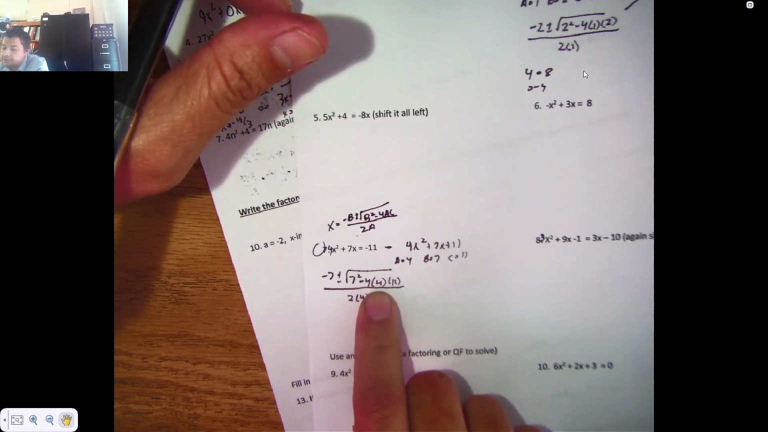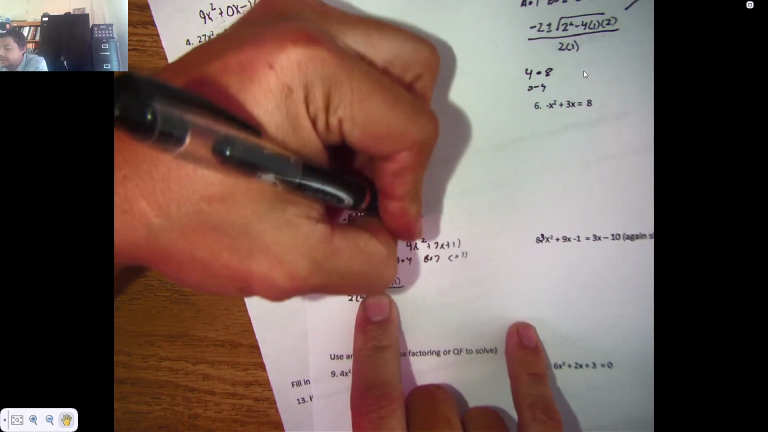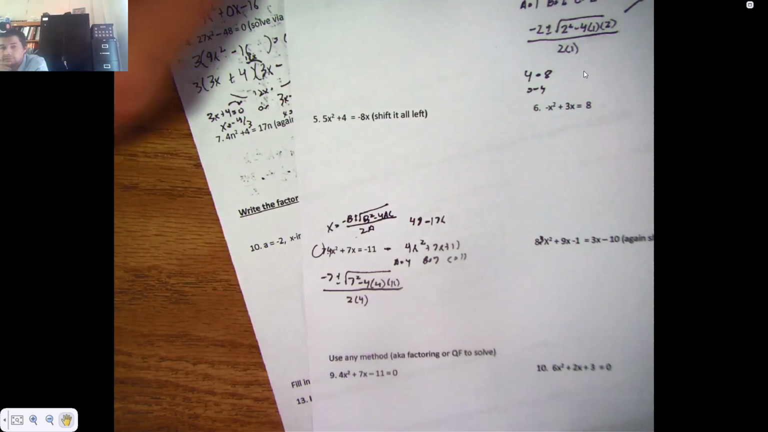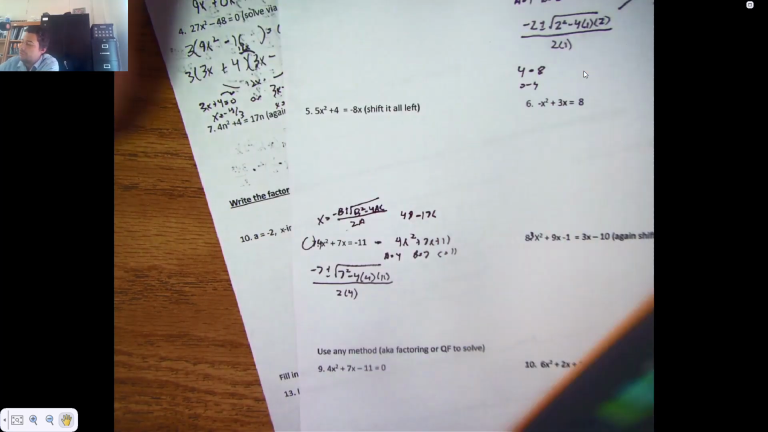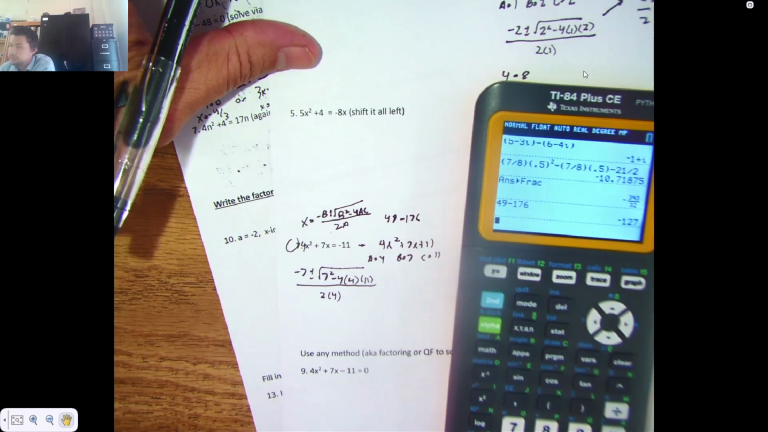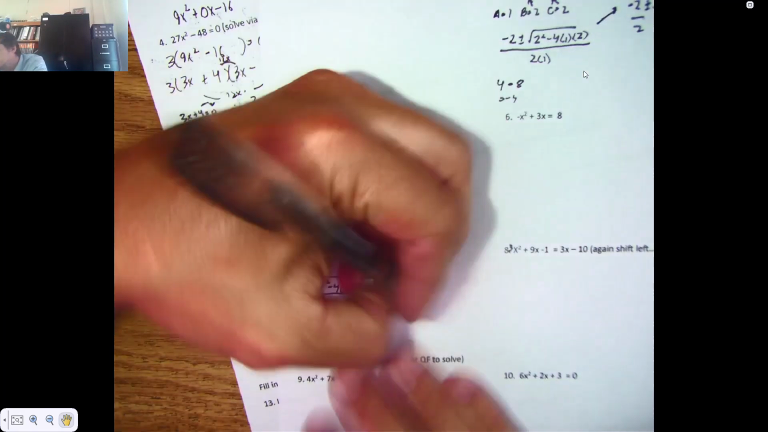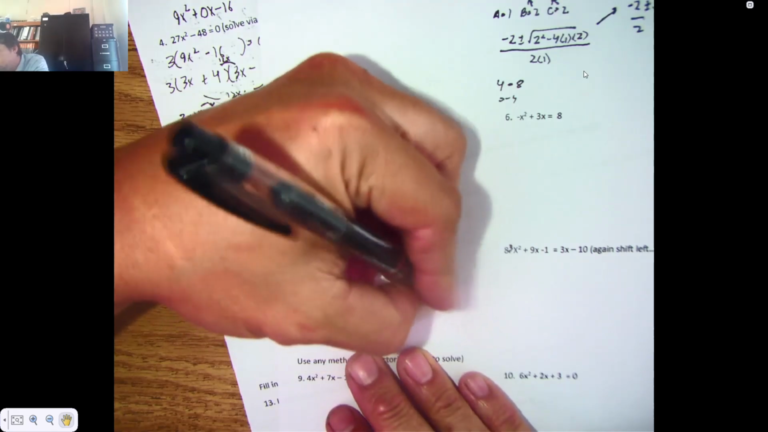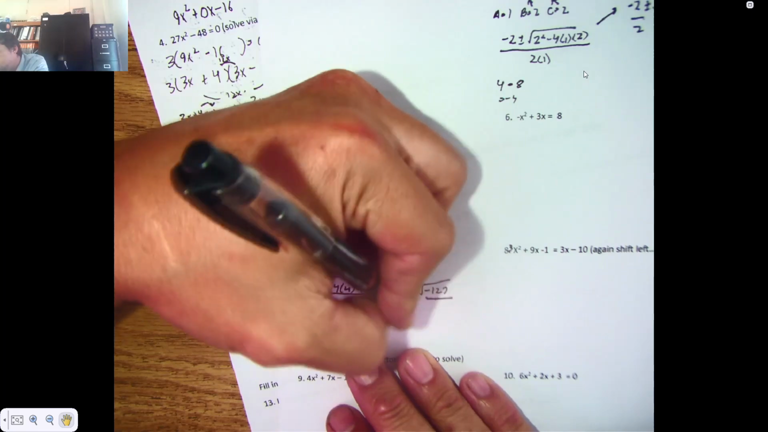Crank out the math. Inside here is a pretty good sized number. 7 squared is 49, 4 times 4 is 16, times 11, so minus 176. What is that, 127? Yeah, negative 127. This is negative 7 plus or minus the root of negative 127. Both pieces sitting over 8.